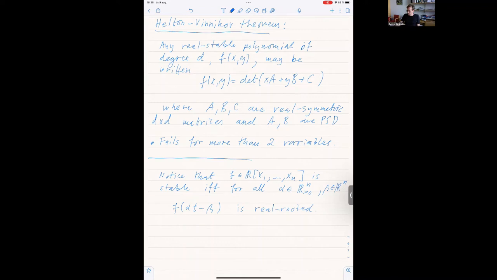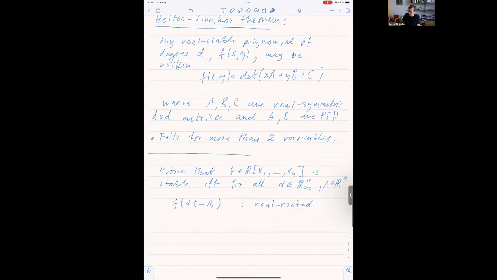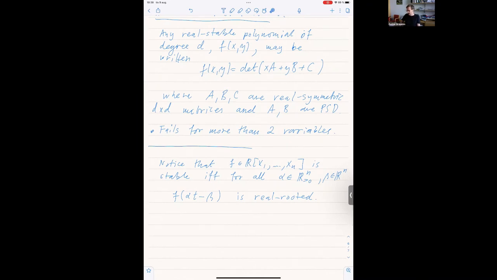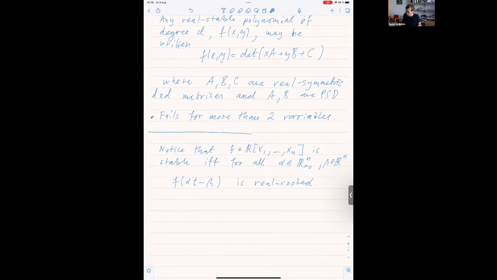And why is this? Well, we can attain any tuple of numbers in the upper half plane by restricting to any line of this form. So this is another reason why this is sort of a natural extension of real-rootedness. So it's a way of sort of reducing it to a single variable property.